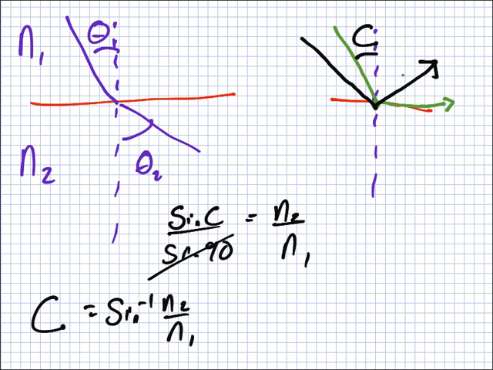However, this is not always possible because you need N2 over N1 to be less than 1, because you can't get sine inverse of a number more than 1. So this is only possible if N2 is smaller than N1. If that is the case, it's possible to find a critical angle that will make the wave not enter the next medium. And this is called the critical angle.